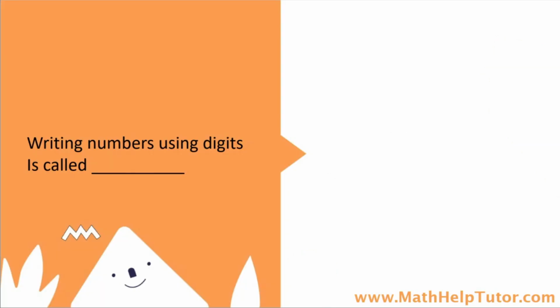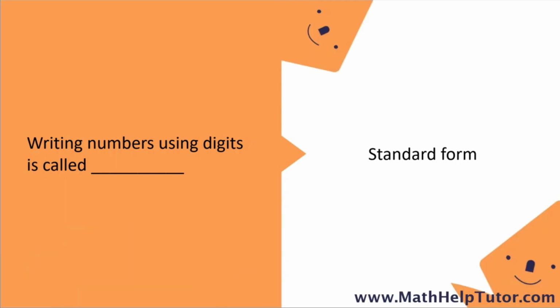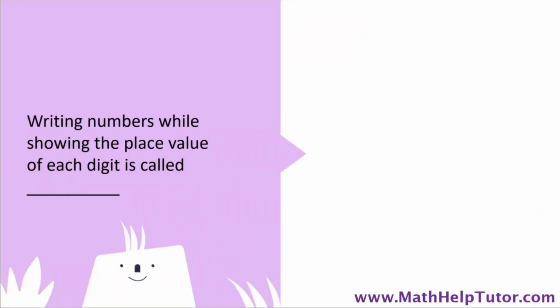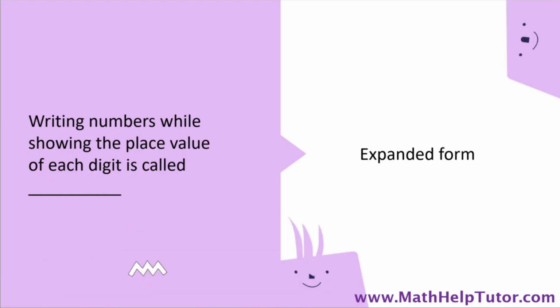Writing numbers using digits is called blank. Writing numbers using digits is called standard form. Writing numbers while showing the place value of each digit is called blank. Writing numbers while showing the place value of each digit is called the expanded form.